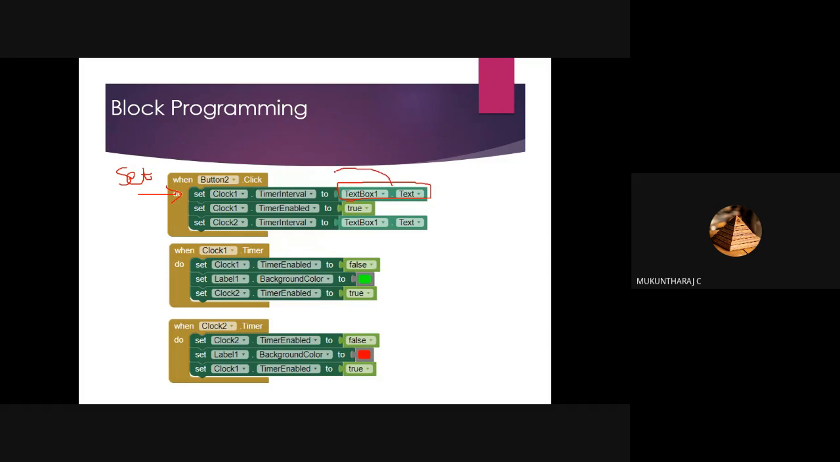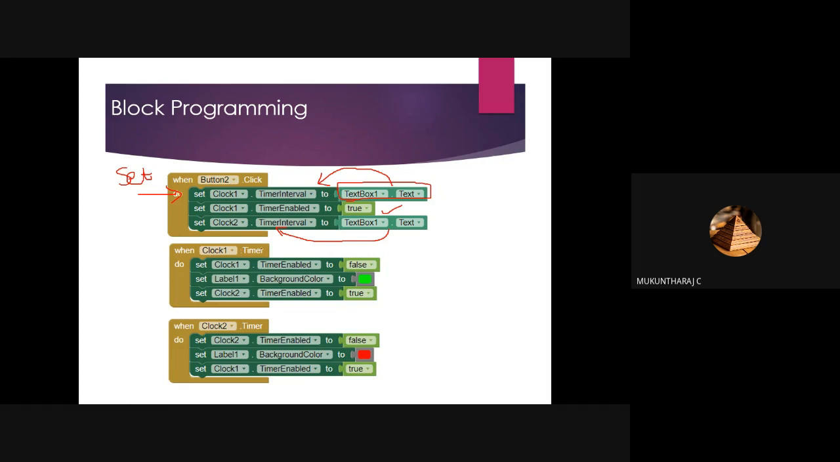அதை நான் என்ன பண்றேன் அப்படின்னா time interval செட் பண்றேன் for clock 1. And the same content, same time, clock 2 க்கும் time interval செட் பண்றேன். ரைட், இங்க வந்து clock 1 மட்டும் நான் enable பண்றேன். Clock 1 timer enabled to true. ஸோ ஃபர்ஸ்ட் பட்டன் நம்ம கிளிக் பண்ணும்போது, on both the clocks I have set the time first. Then I have enabled only one clock, clock 1.